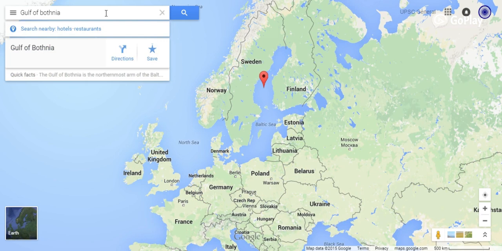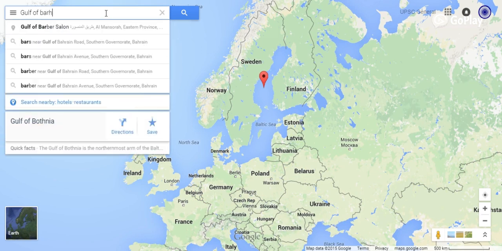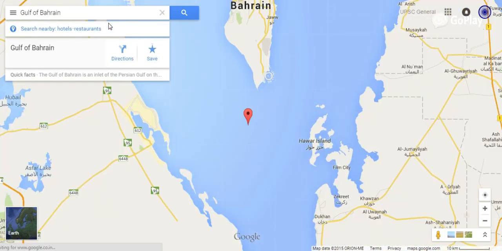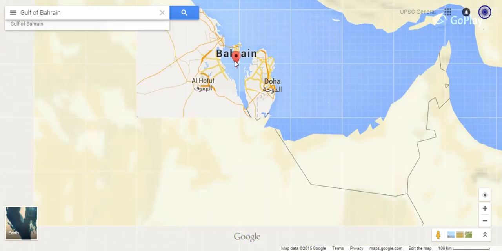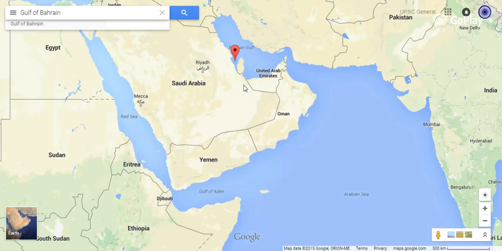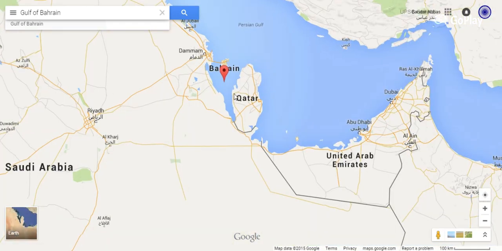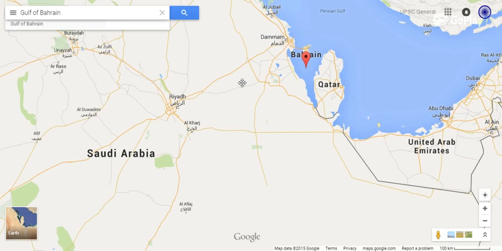Next is the Gulf of Bahrain. The Gulf of Bahrain is an inlet to the Persian Gulf on the east coast of Saudi Arabia. It is separated from the main body of water by the peninsula of Qatar. This is Qatar, and this is the eastern coast of Saudi Arabia.